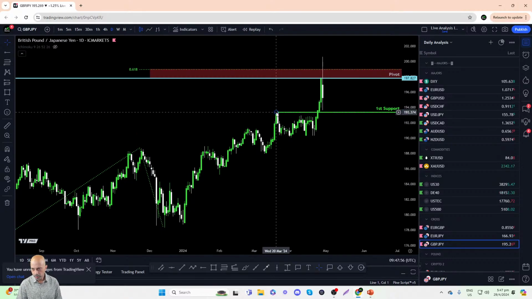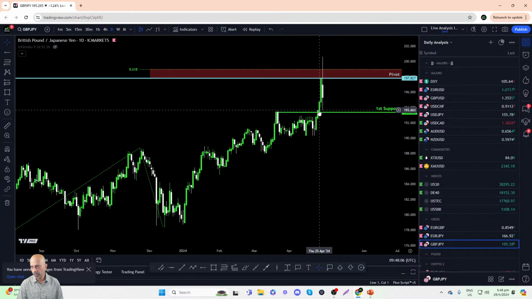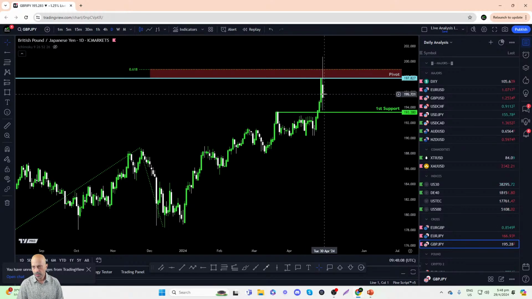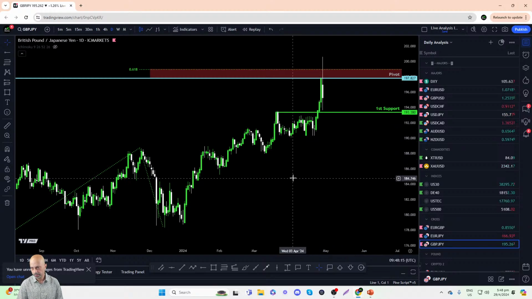We can see pound yen running into a little bit of resistance here on 20th of March at 193.38, after which it broke above it, and we can see today's candle as well. Pound yen dropped as low as 193.66 before bouncing higher, right? So we can see that this is a pretty significant support level for the pound yen, right?